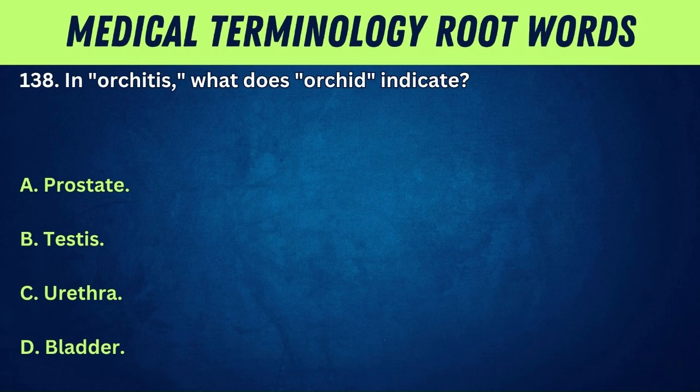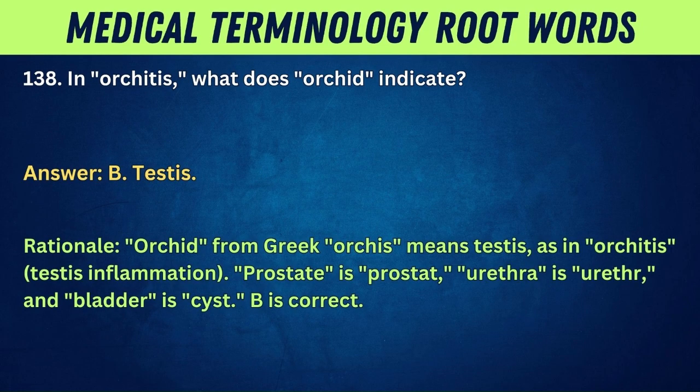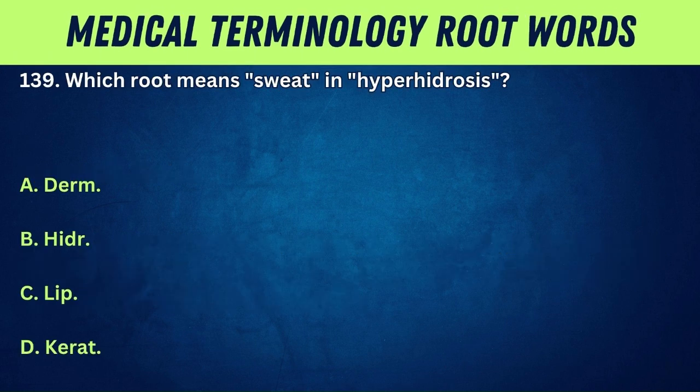138. In orchitis, what does orchid indicate? A. Prostate. B. Testis. C. Urethra. D. Bladder. Answer, B. Testis. Rationale. Orchid from Greek orchis means testis, as in orchitis, testis inflammation. Prostate is prostat, urethra is urethra, and bladder is cyst. B is correct.